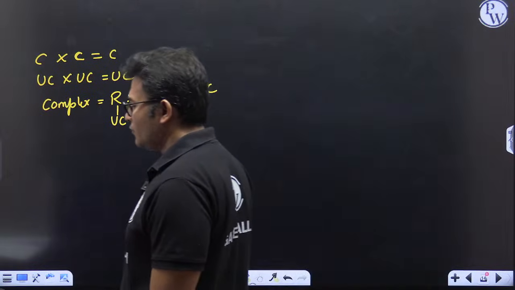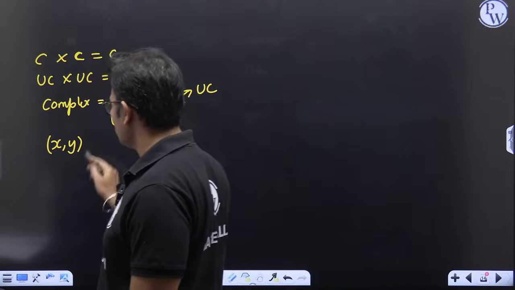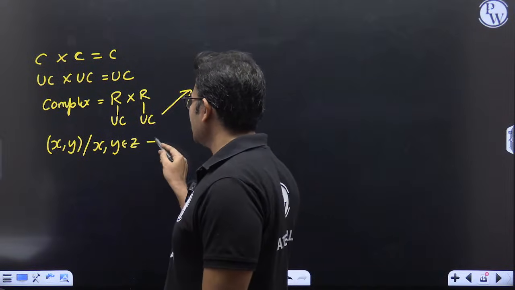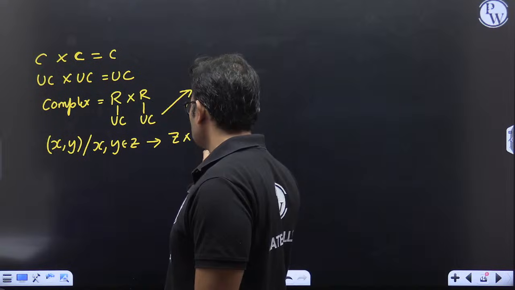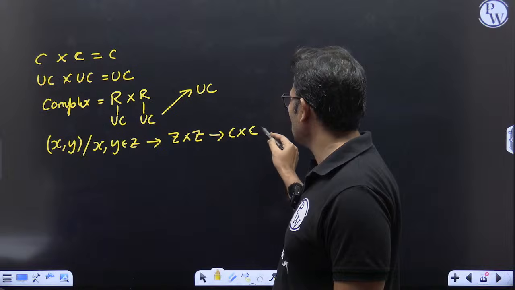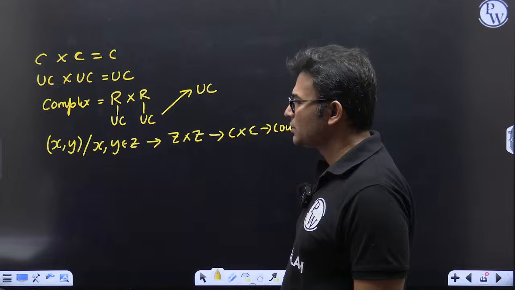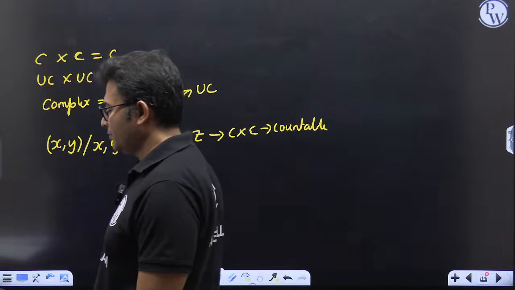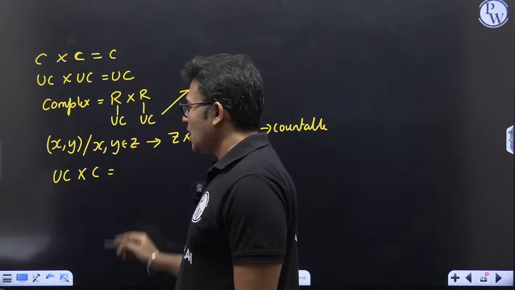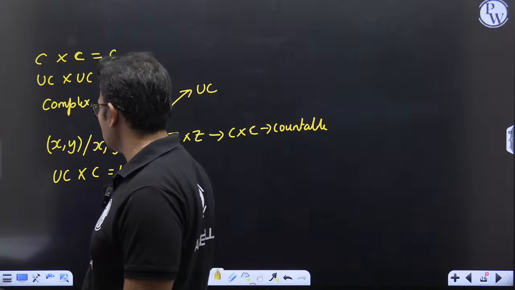Now, if I take an ordered pair (x, y) such that (x, y) belongs to Z cross Z, Z cross Z means countable cross countable. Countable cross countable is countable. Uncountable cross countable is uncountable.